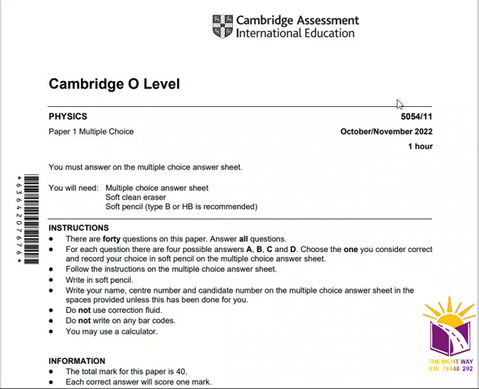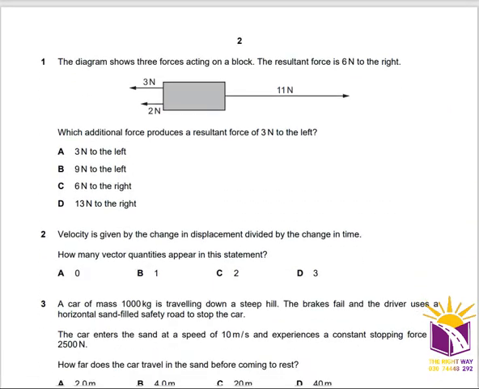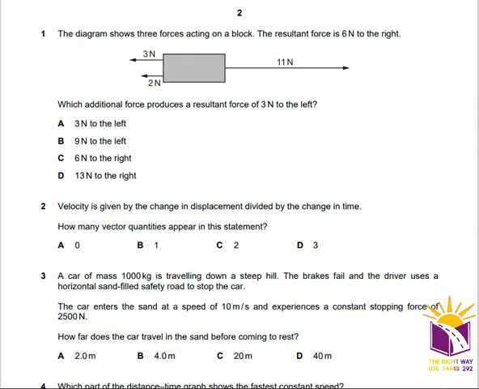Today we are going to solve the Cambridge O Level Physics 5054 October/November 2022 Paper 1 Variant 1 MCQs paper. So question number 1. The diagram shows three forces acting on a block. The resultant force is 6 Newton to the right. Which additional force produces a resultant force of 3 Newton to the left?